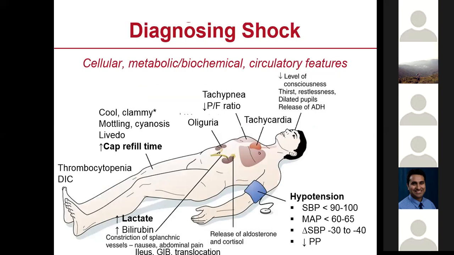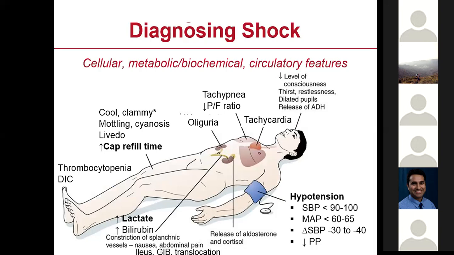So you can see levels of consciousness decreased, tachycardia, tachypnea, reduced oxygenation. Oliguria is a sign I always look for. You're looking at the extremities. Are they cool, clammy, clamped down? The cool and clammy is because the SVR is going up as a compensatory mechanism. Now, of course, the star is there because that doesn't apply in septic shock, which is defined by a vasodilatory state. Cap refill is another parameter that you can look at.